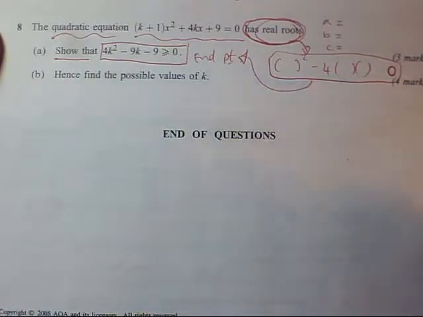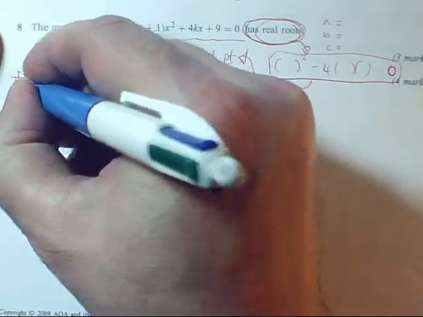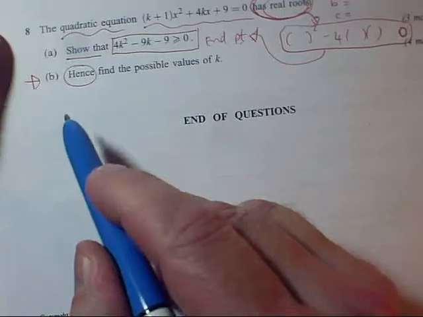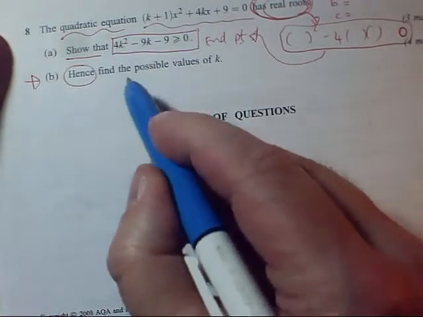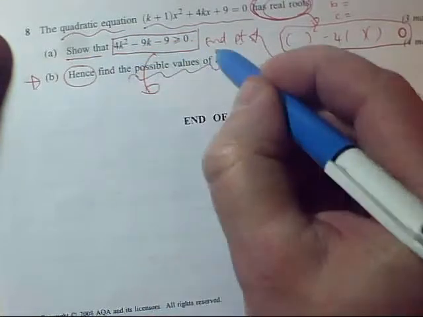But then, "hence", following "show that", nearly always means that this is a re-entry point. So B is indeed a re-entry point. So how do I find the possible values of k? Well, I'm starting with this. My starting point is this quadratic inequality.